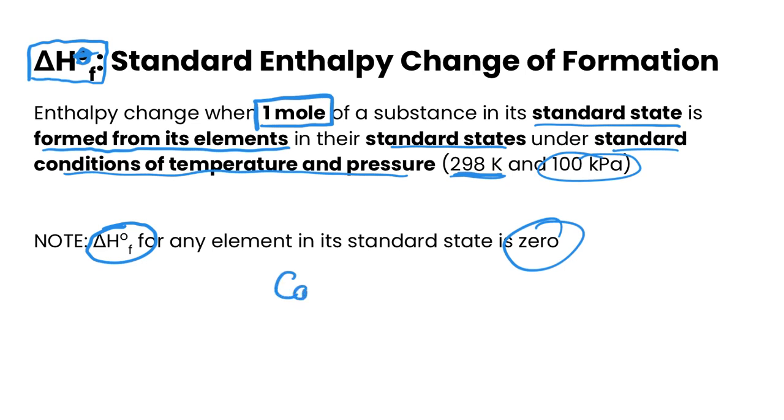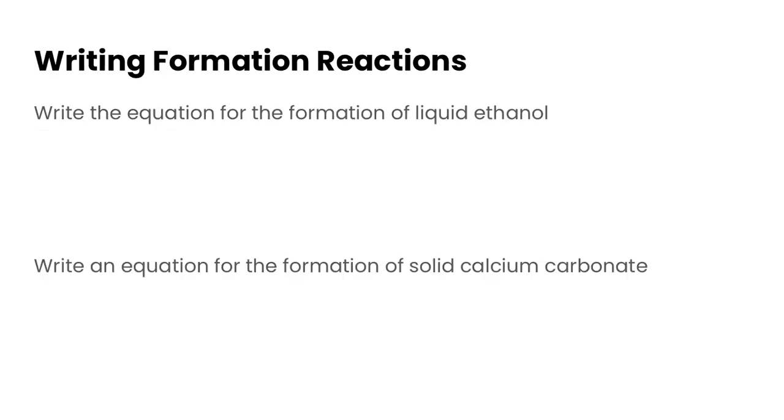So if you had calcium in its standard state and we're writing the formation equation, it would just be calcium in its standard state as the product. So the delta H of formation in this case is 0. And that's one really important thing to keep in mind. Before we get into how we use delta HFs in calculations, we first need to practice writing out formation reactions. So we're just going to do a couple of examples here.